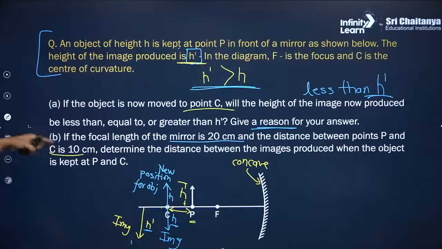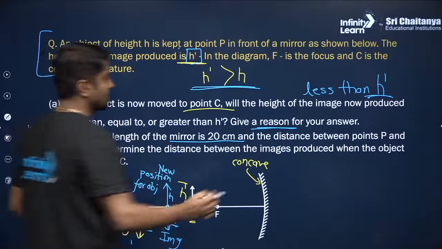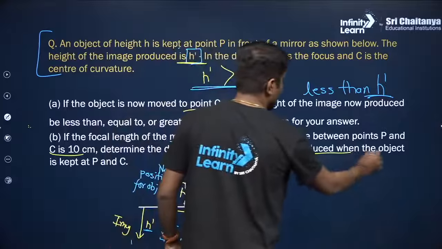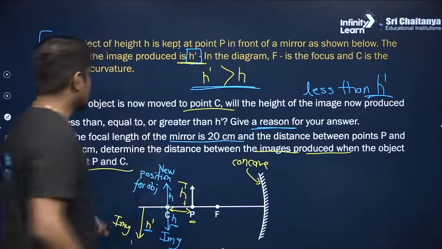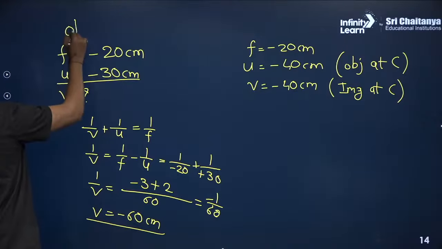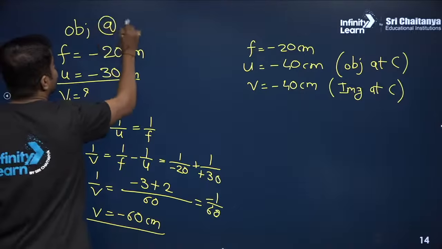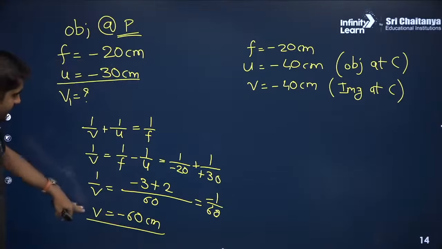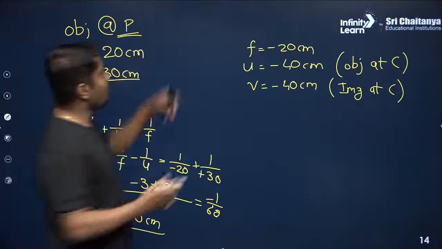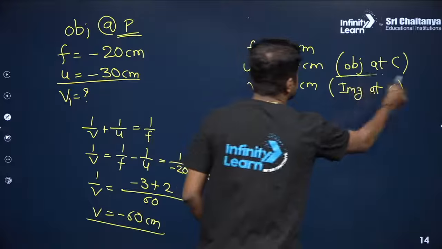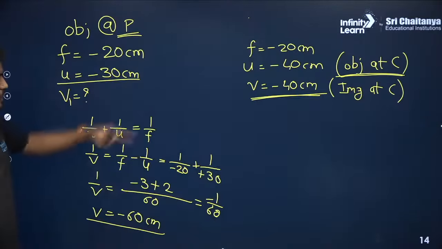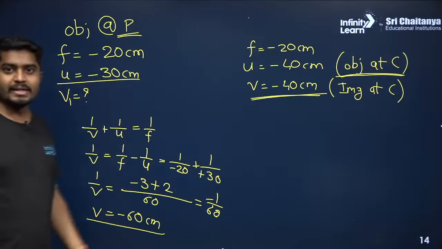So when you place the object at P, determine the distances between the images produced when the object is at P and C. So when you place the object at P, the image is at minus 60 centimeter. Okay, and when the object is at center of curvature, image is also at center of curvature. Okay, so this is how you need to solve. Clear?